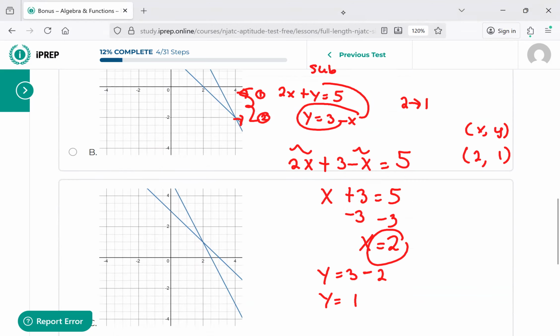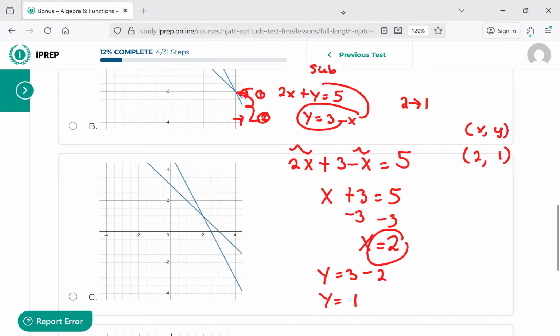Which one is that? Looks like it's this one. See, this has a solution. See how they intersect at 2 comma 1? That's the one.